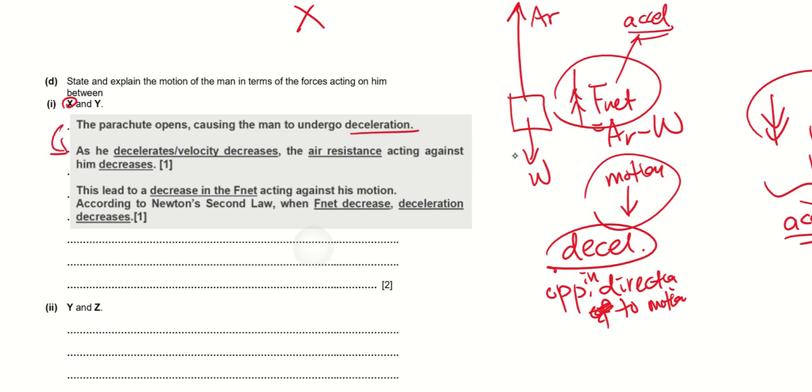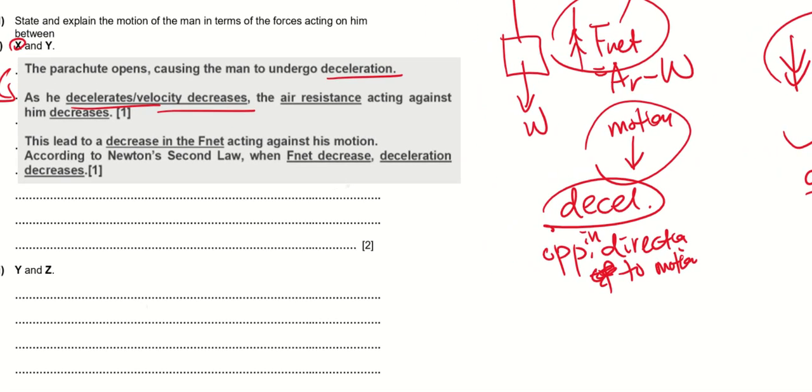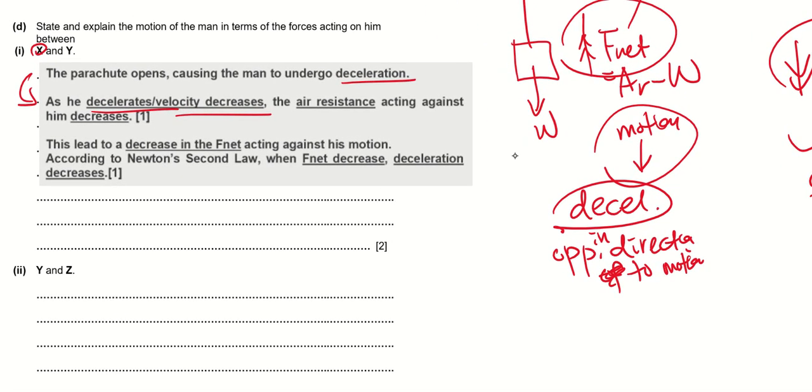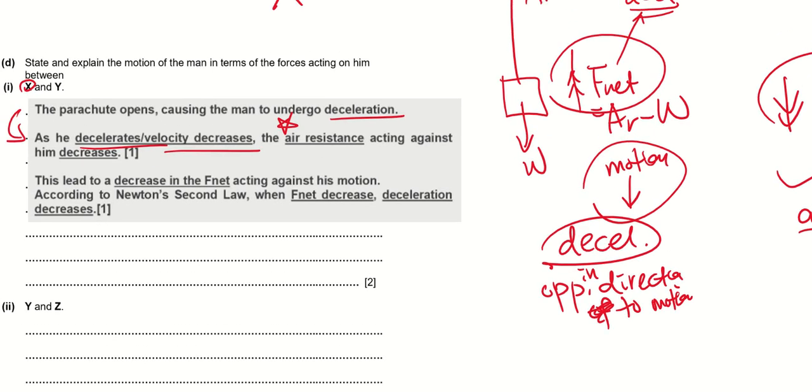As he decelerates, his velocity will decrease, right? Correct? Deceleration brings about a decrease in velocity. And this is important, the air resistance acting against him decreases. Now this is not difficult, right? If you move faster, there will be more air resistance. But as you slow down, the air resistance acting against him decreases.